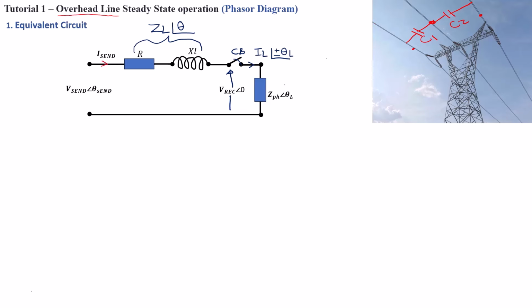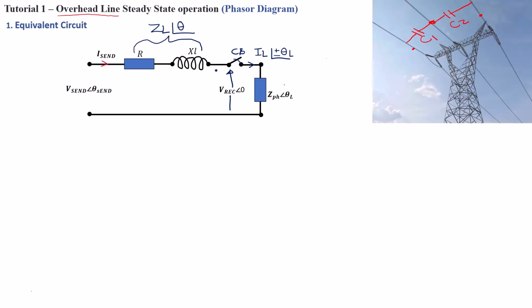So that is what you need to keep in mind while analyzing this type of circuit. And also do keep in mind that in a short transmission line, as we are analyzing here, the sending end current will be equal to the receiving end current.